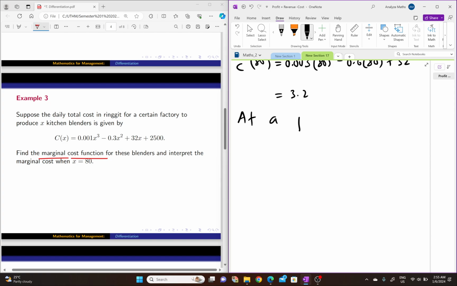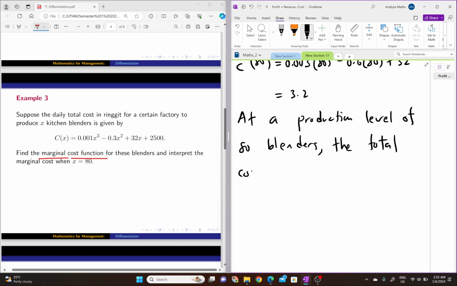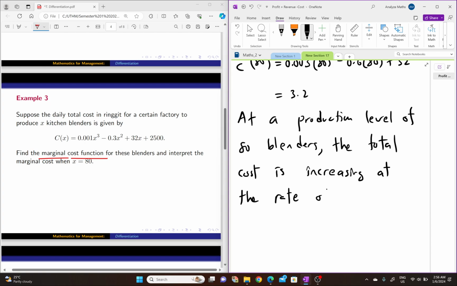If I want to write this: at a production level of 80 blenders, the total cost is increasing at a rate of 3 ringgit 20 cent per unit. That's the interpretation.